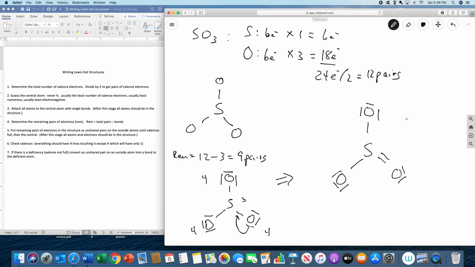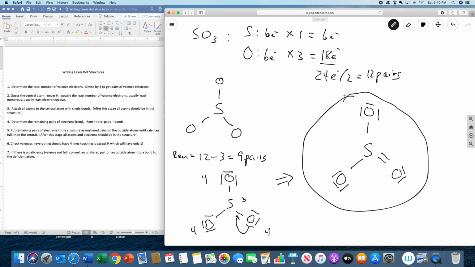1, 2, 3, 4, 1, 2, 3, 4 on the sulfur. 1, 2, 3, 4 on the oxygen. 1, 2, 3, 4 on that oxygen. Right? So there you go. That's the Lewis dot structure. There's only 12. 1, 2, 3, 4, 5, 6, 7, 8, 9, 10, 11, 12. Just so you can get a better look at it, I'm going to erase the 4s. All right, so you can see that's the Lewis dot structure of sulfur trioxide.